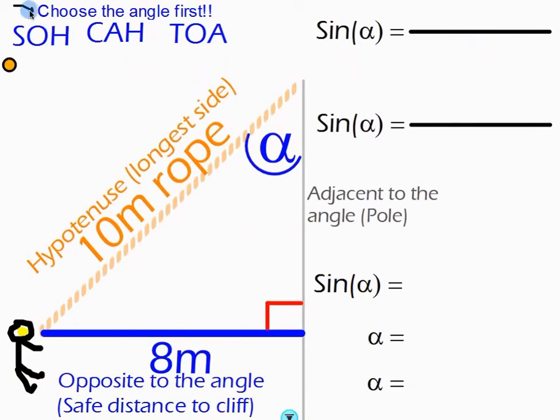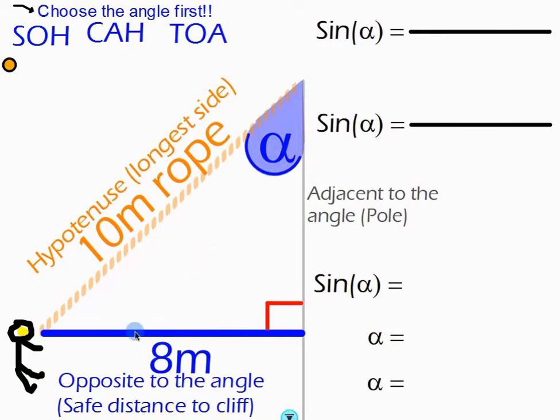So choose the angle first. You have to choose the angle, otherwise you don't know which side is the adjacent and which is the opposite. So we're going to choose this angle here to be alpha. And I suppose really you have to look at this triangle with your head tilted to the left now, because the side that's opposite this angle is this one.